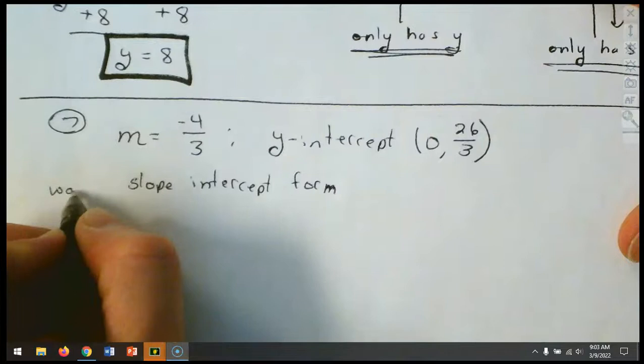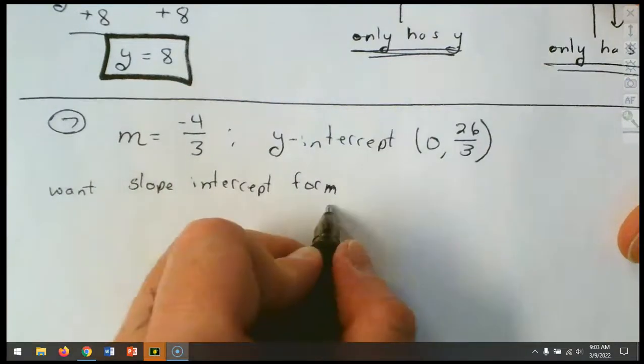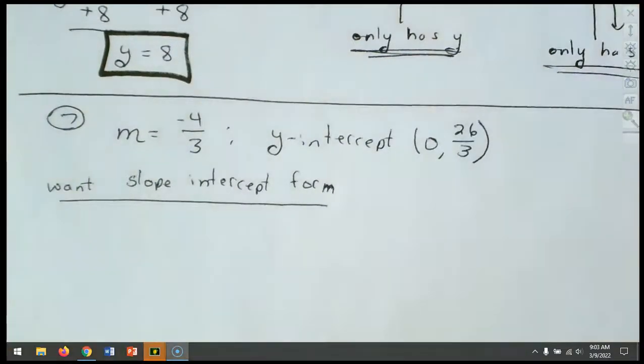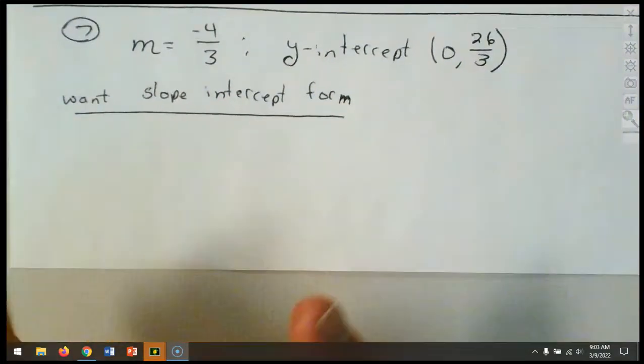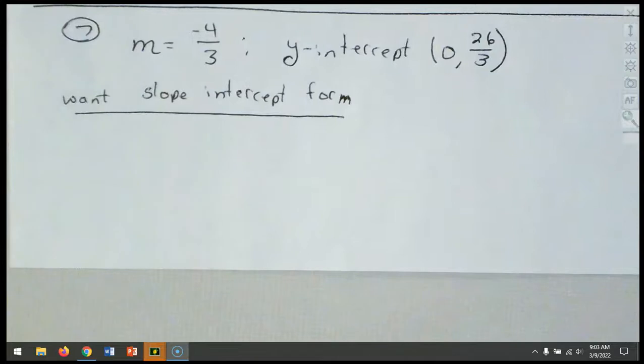So that's what we want. Now, that y-intercept is a point. And we could go through all the work of using the point-slope formula. But we would have to work with all these fractions. We'd have to clear them out. We can jump directly to our answer.